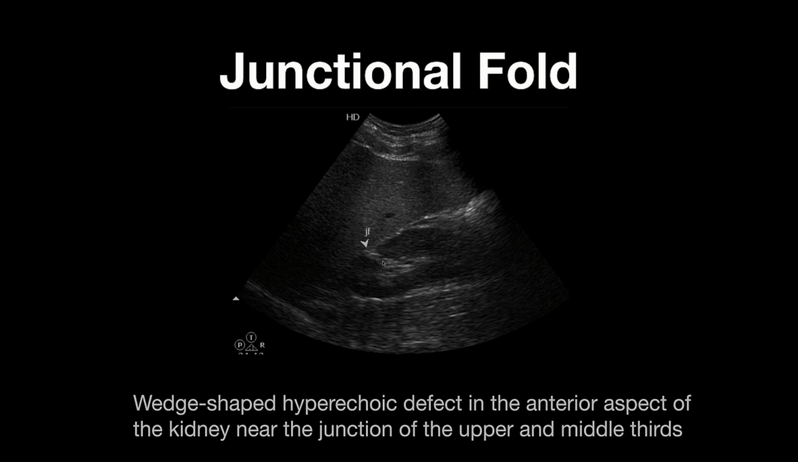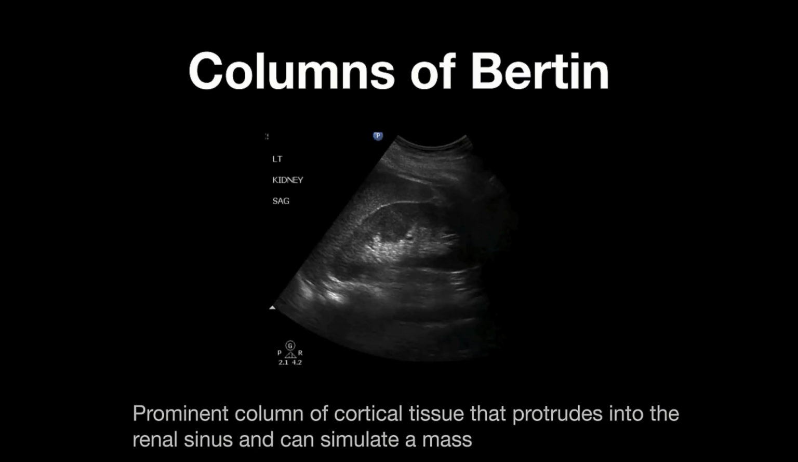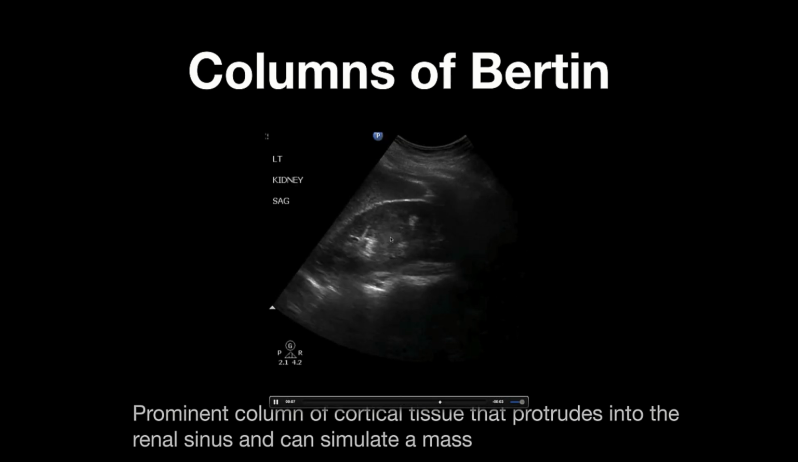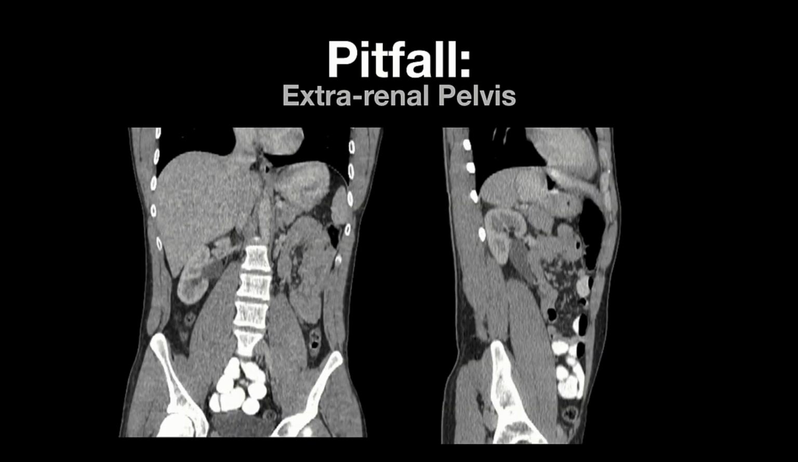You may see junctional folds, very common to see those at the junction of the upper and middle thirds. It's the wedge-shaped hyperechoic defect. It's related to embryologic fusion. These are not renal lacerations. Some patients have very prominent columns of cortical tissue that protrude down into the sinus that you may think, oh, that's a mass sitting right there. So these are all things that in the beginning, as you're doing it, you may not be able to differentiate, and that may lead you to get additional imaging.